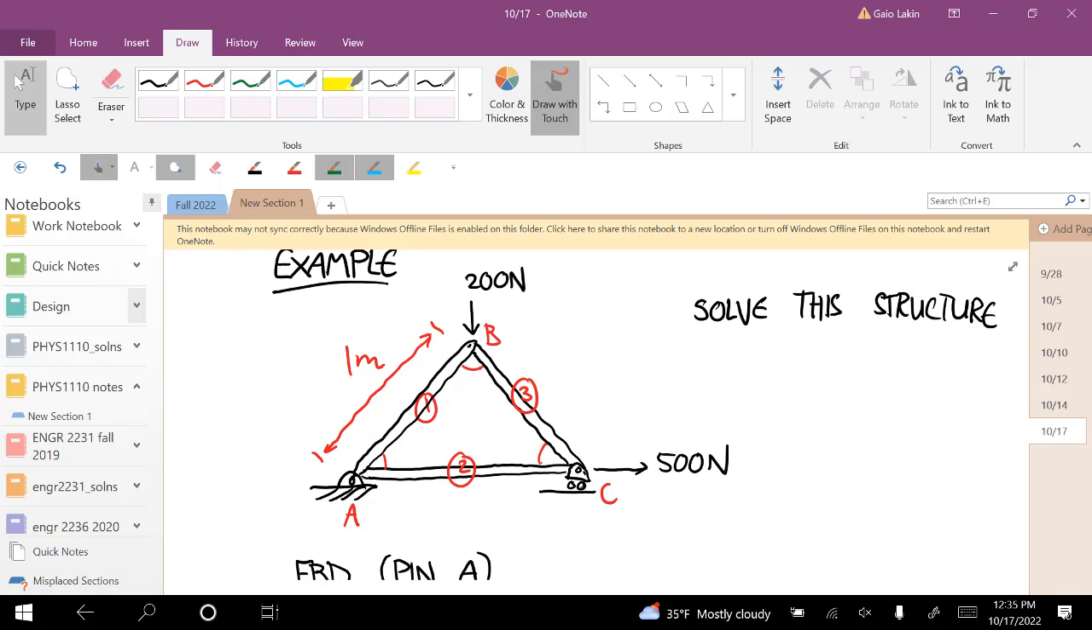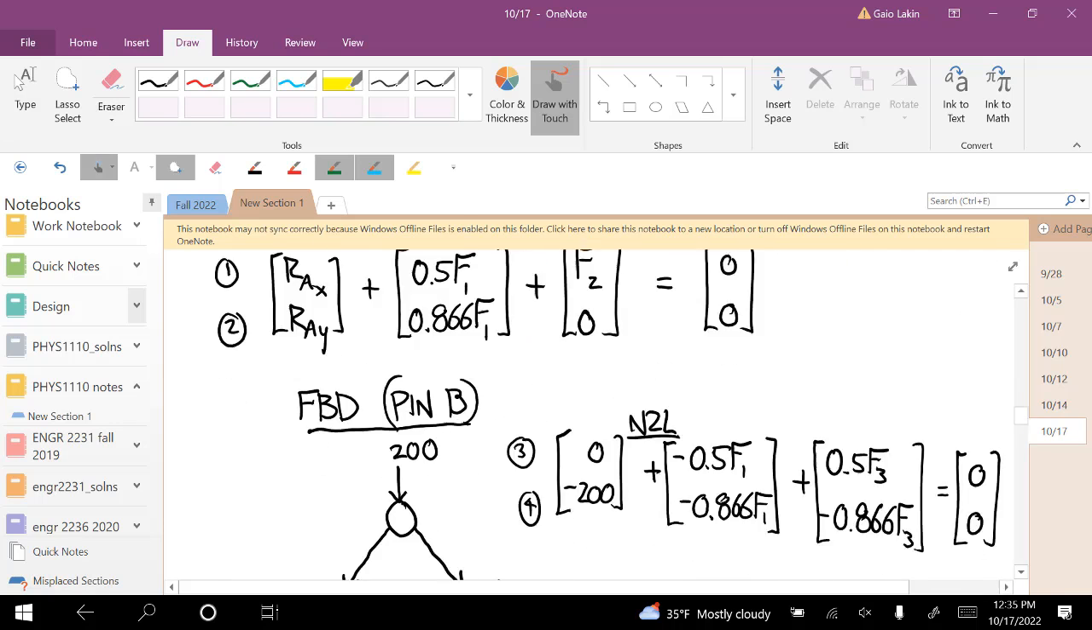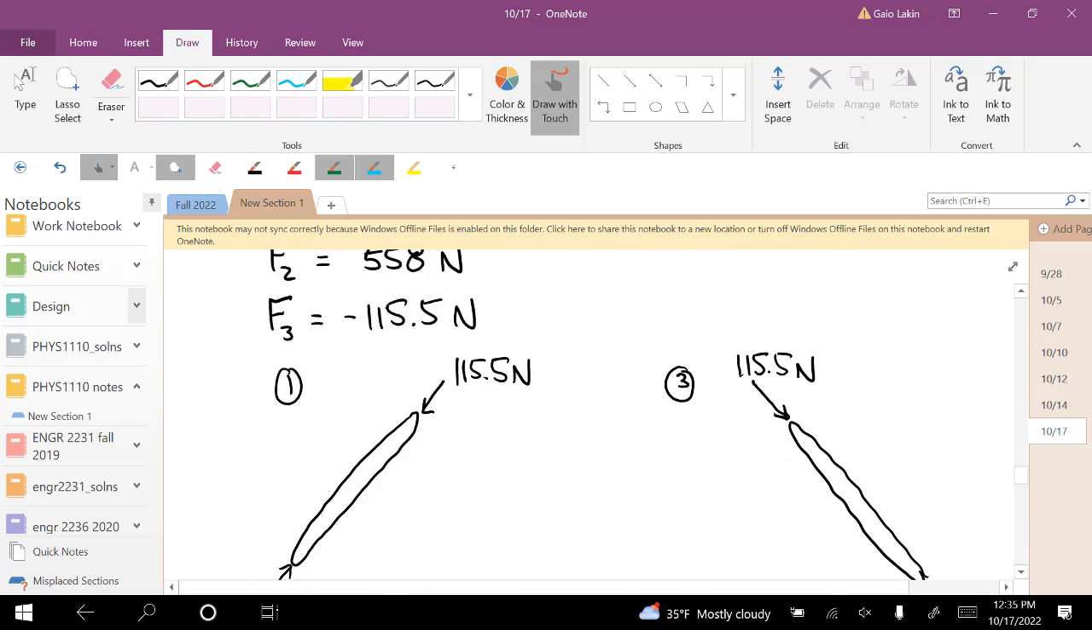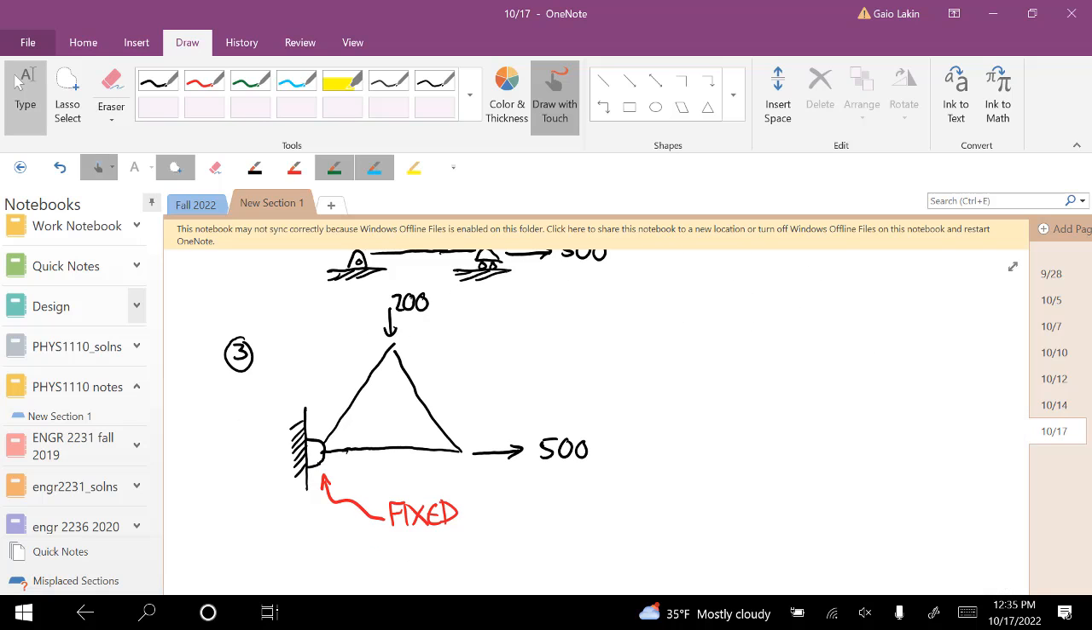Any other questions? Yes, because that fixed joint, remember, the loads applied by a fixed joint are an unknown force vector and then a couple. And so that couple is what causes the problem.